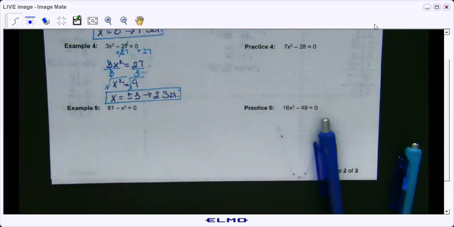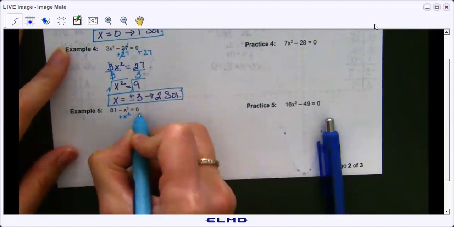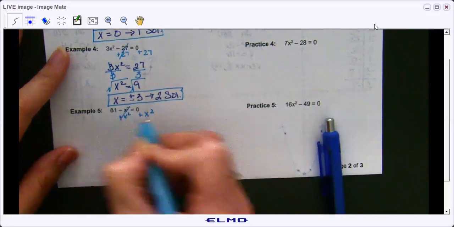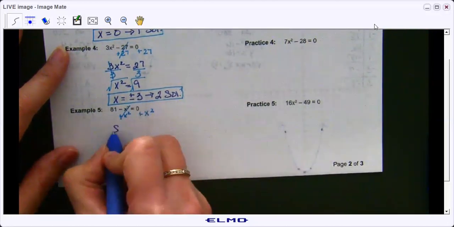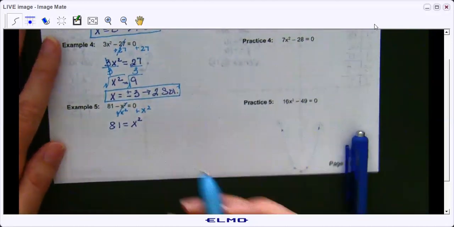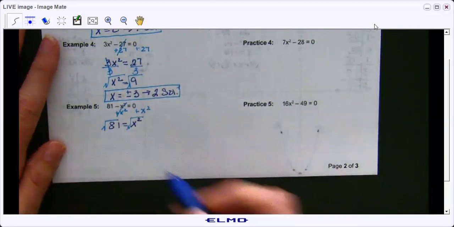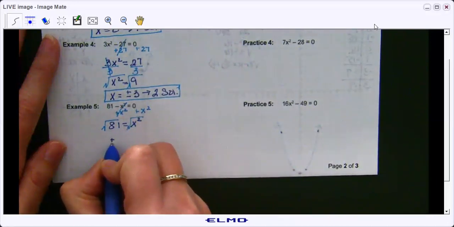All right, what about this last one? You have 81 minus x squared. Right. So in this case, you could rearrange it. Just put the x squared on the other side, you get a positive x squared. So now you have 81 equals x squared, and then you just square root it. So your answer would be plus or minus.